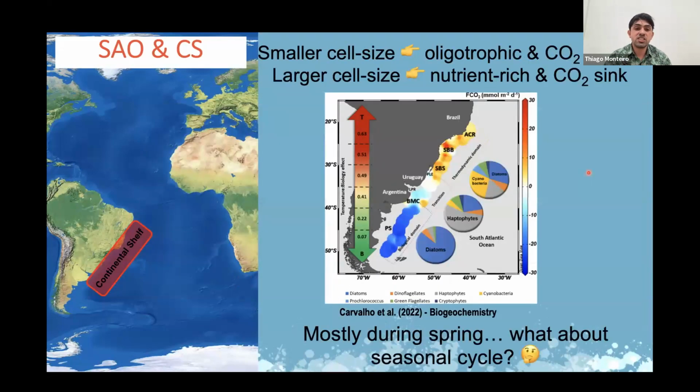We are also interested in understanding the role of phytoplankton and phytoplankton groups in controlling the carbonate system as a whole and in the CO2 uptake. In this study, Andrea Carvalho explored spring and summer data sets to understand the role of different phytoplankton groups in the CO2 uptake. What they discovered was that smaller cell size phytoplankton, such as cyanobacteria, is associated with oligotrophic conditions and with CO2 release, mainly in the southern portion of the continental shelf of South Brazil and the Patagonia continental shelf.